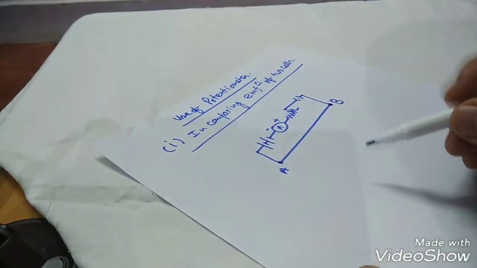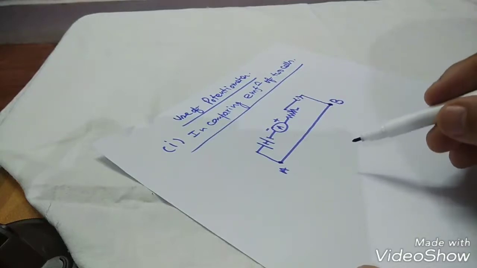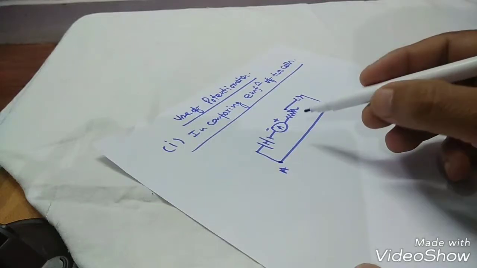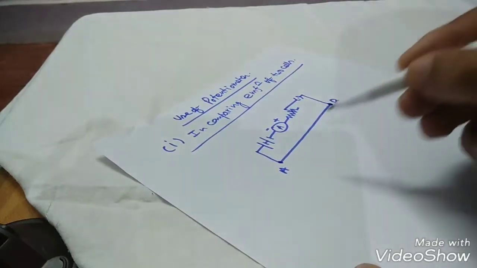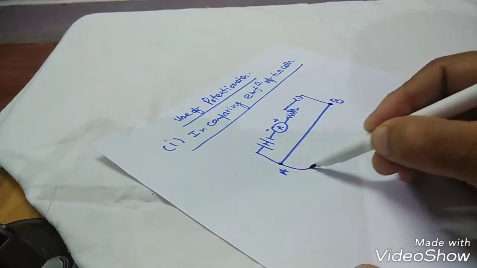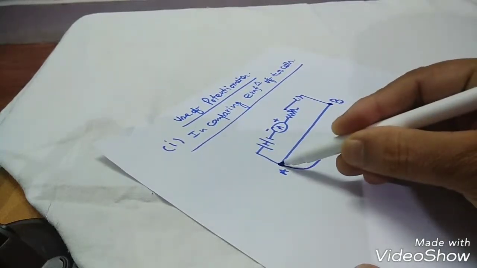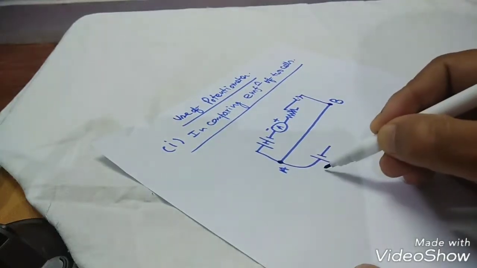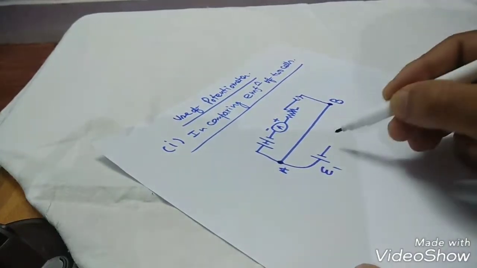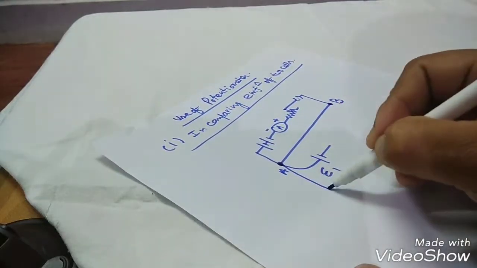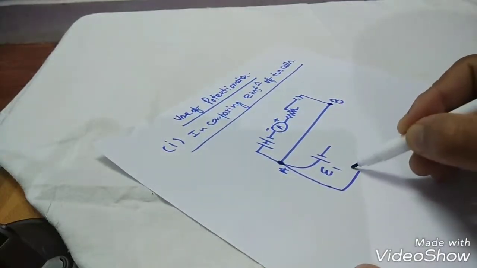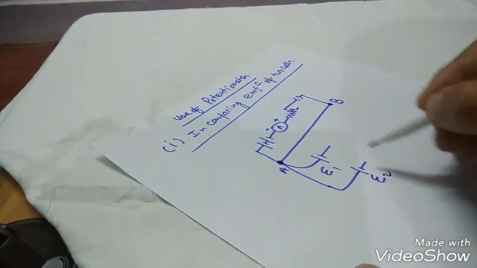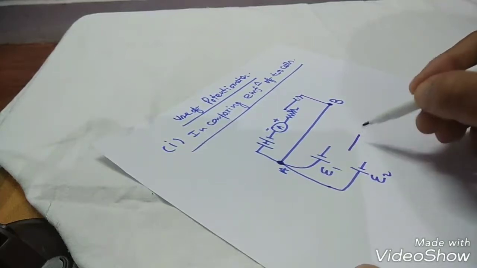Now we have to take two cells whose EMFs are to be measured and compared. We will connect the positive end of the potentiometer with the first cell, let its EMF be E1, and the same end will be connected to the positive terminal of the second cell. These two cells are to be compared, and here we will take a two-way key.